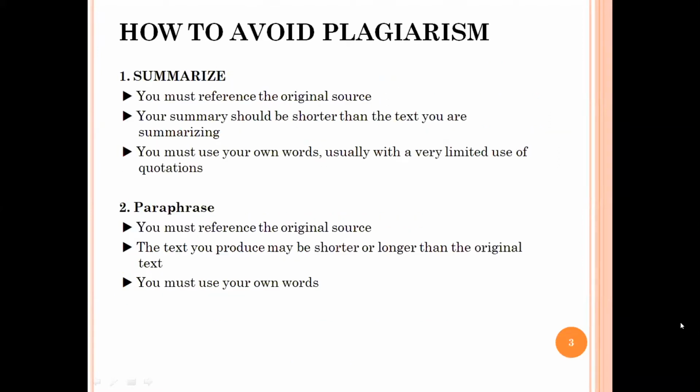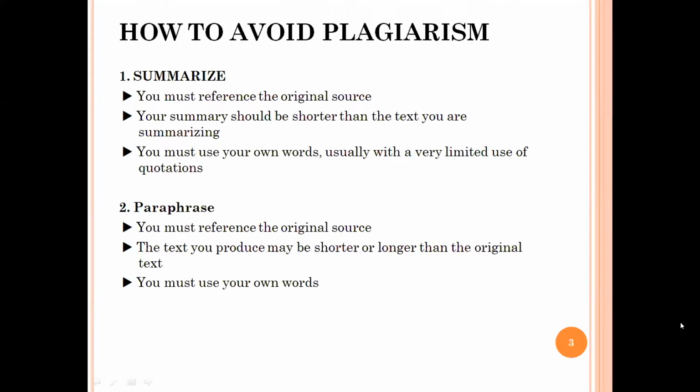Normally you can avoid plagiarism by doing three main things when we write the dissertation or thesis. We summarize from other sources, we paraphrase, or we quote. First, when we summarize, if we take some information from an article or any website, we summarize the information. You must remember to put the reference from the original source, and your summary should be shorter than the text you are summarizing, and you must use your own words, usually with limited use of quotation, for summarizing different paragraphs we take from different reference books or something.